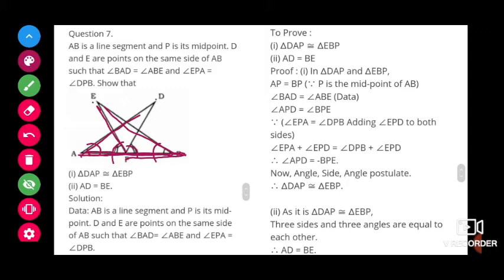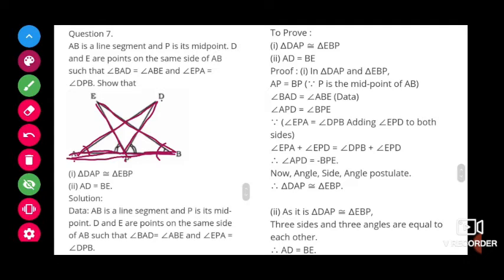is also equal. Okay, now see children, they have given that here we have to consider two triangles. What are the two triangles? ADP and EPB. These are the two triangles. In the two triangles, angle DAP is equal to angle EBP, and one more, EPB is equal to DPA. And this side AP is equal to PB because P is the midpoint. Now what they are asking, the first one is triangle DAP.